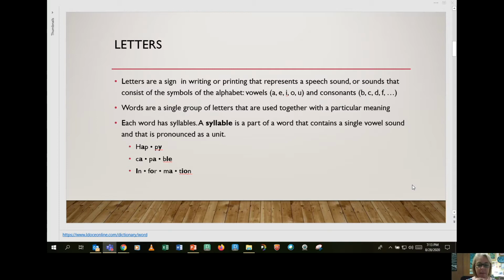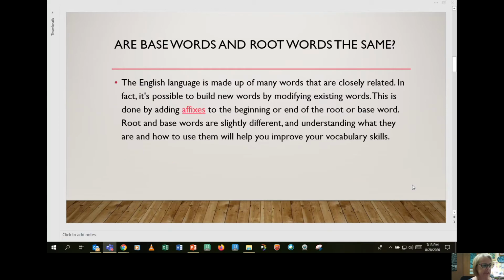Okay, so syllables. Happy, happy. You can see it comes down when we say a syllable. Capable, capable. One, two, three. Information, information. Okay, so those are our syllables. So we break those down.